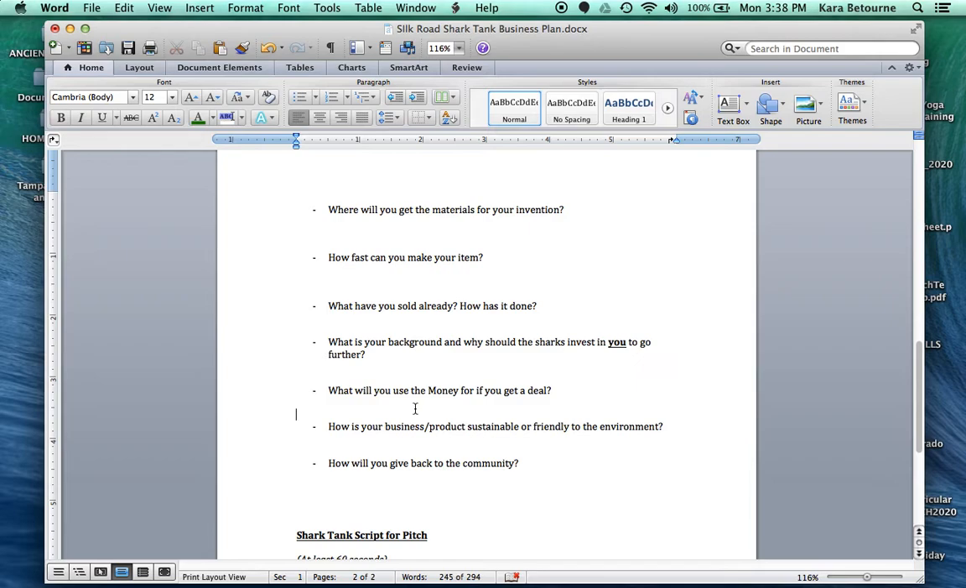If the Sharks do give you money, what will you use it for? Will you use it for marketing? Will you use it to make more products, to hire more people?